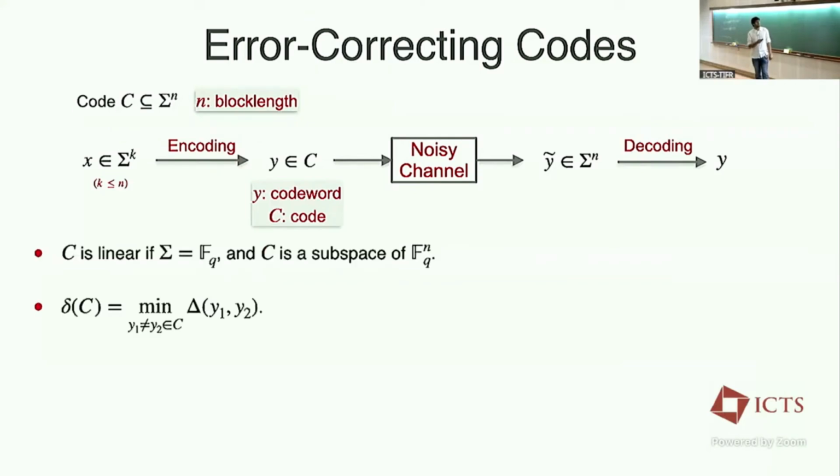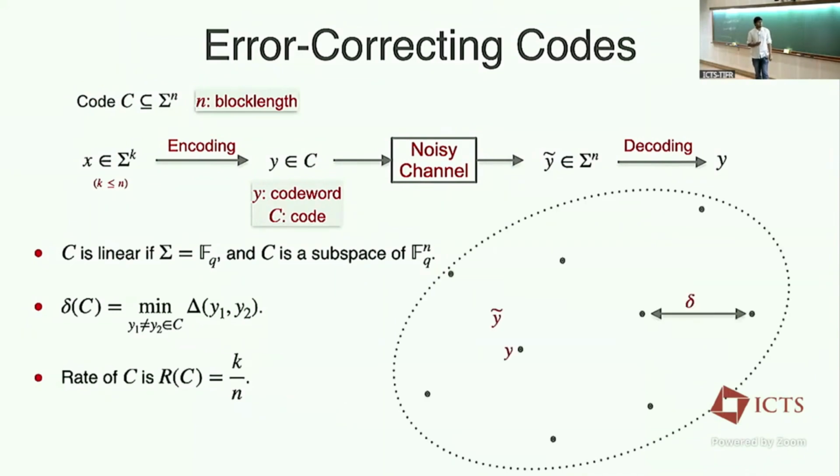The code C will be linear if it's not just a subset, it's a subspace. And the distance we'll be talking about in terms of normalized Hamming distance, so between 0 and 1. And the rate is going to be this fraction k over n, again, between 0 and 1. So this is going to be my code. If all the points here are well separated, then if the corruption is less than delta over 2, where delta is the threshold of separation, then I can at least theoretically hope to get back to y from y tilde.